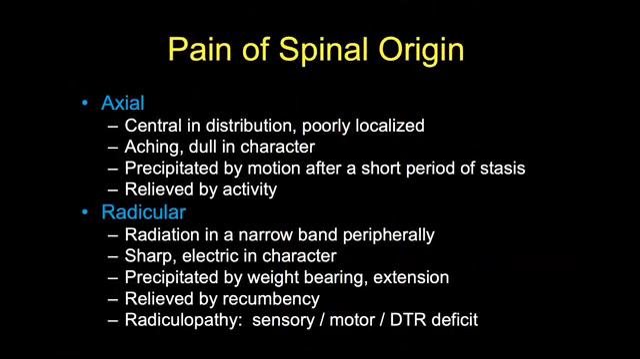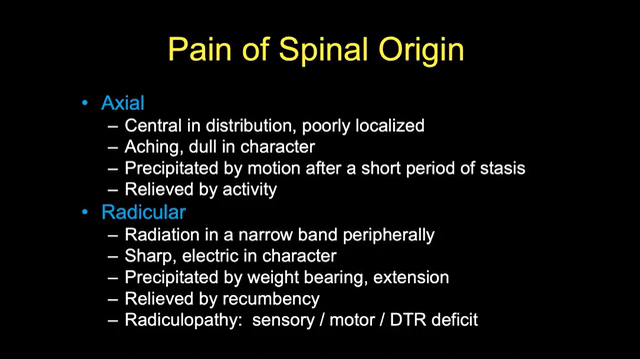So when we think of pain of spinal origin, again, we'd like to separate it into axial and radicular. So axial is central in distribution, often poorly localized. It has more of an aching or dull character. It can be precipitated by motion, having kind of a mechanical component to it, and may be relieved by activity.